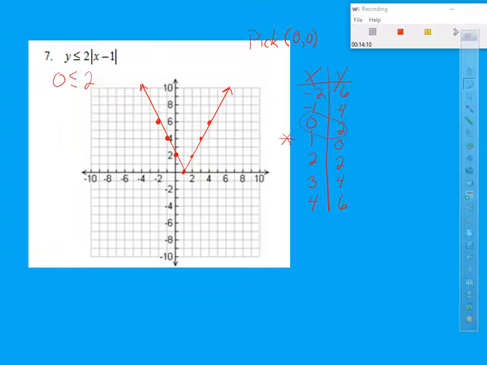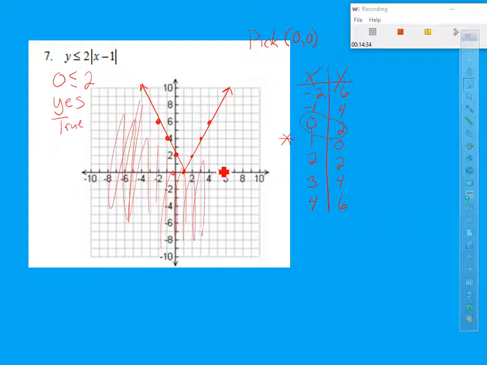So now ask yourself, is 0 greater than 2? And 0 is not greater than 2. Oh, I'm sorry. 0 is less than 2, so it's yes, it's true. So we want to shade where 0, 0 is. 0, 0 is right there, so we want to shade on the outside of this graph. So there's my number 7.